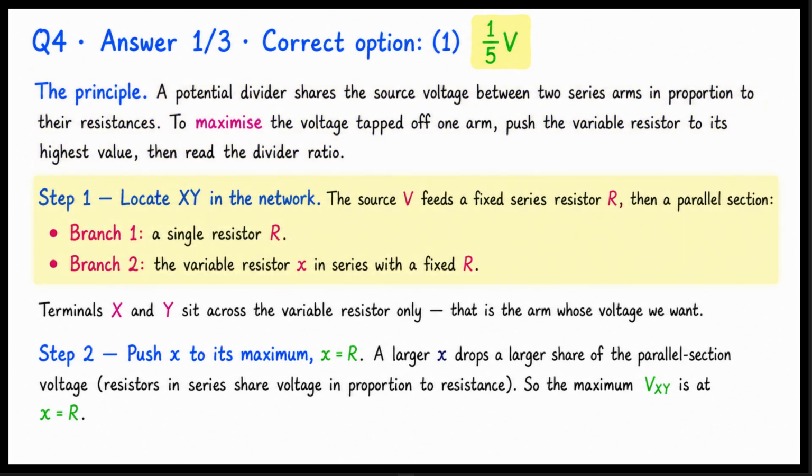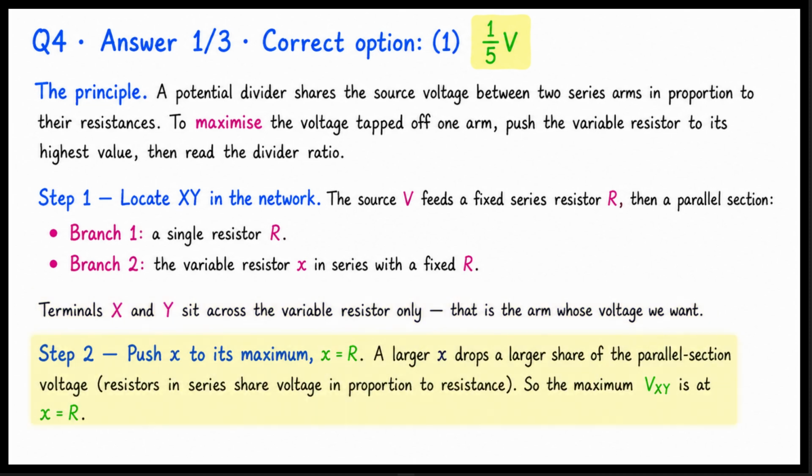Step 1 is to locate terminals X and Y in the network. The source voltage V feeds a fixed series resistor R, which then connects to a parallel section. Branch 1 contains a single resistor R, while branch 2 contains the variable resistor X in series with another fixed resistor R. The terminals X and Y sit directly across the variable resistor.